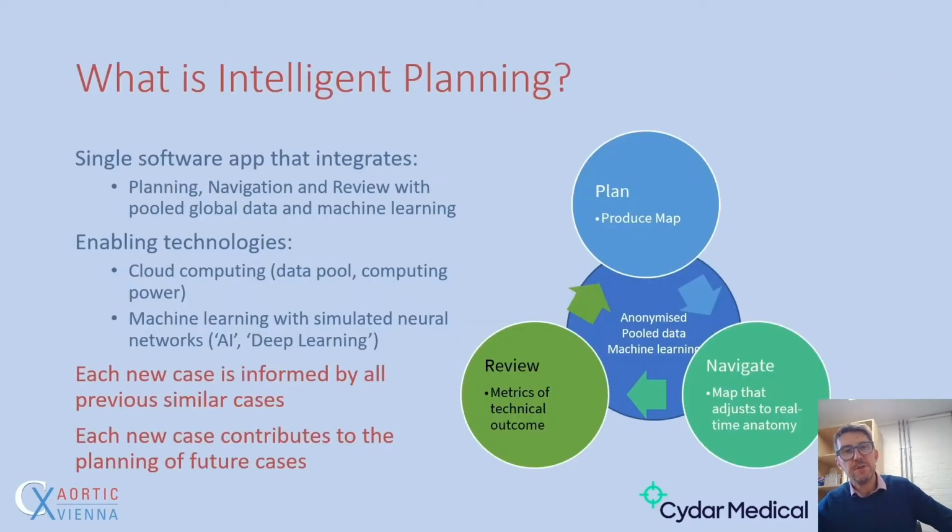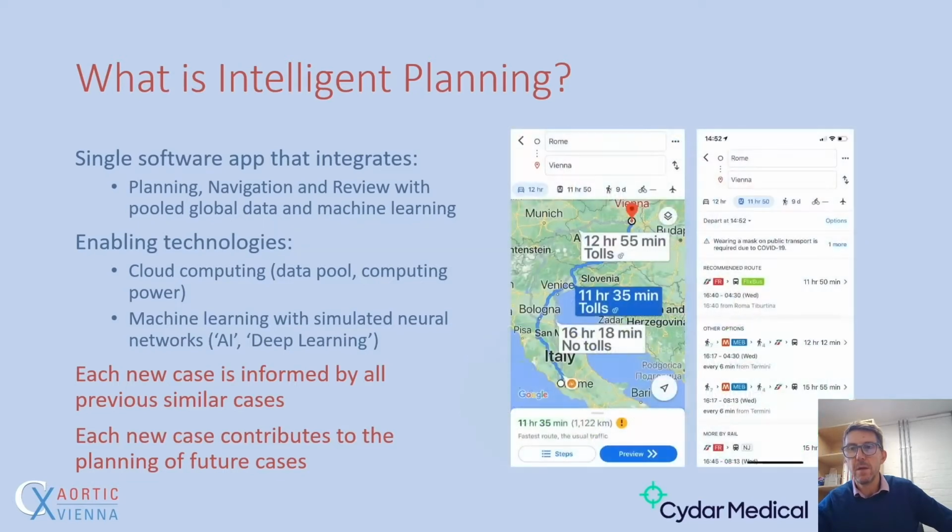Our vision for intelligent planning is bringing all of those capabilities together such that each new case is informed by all previous similar cases globally, not just locally, and each new case contributes to the planning of all future cases. This concept should be familiar to us because essentially every navigation app we use does this, where your journey is informed by people who have taken similar journeys in the past, and in turn informs people who may make similar journeys in the future.